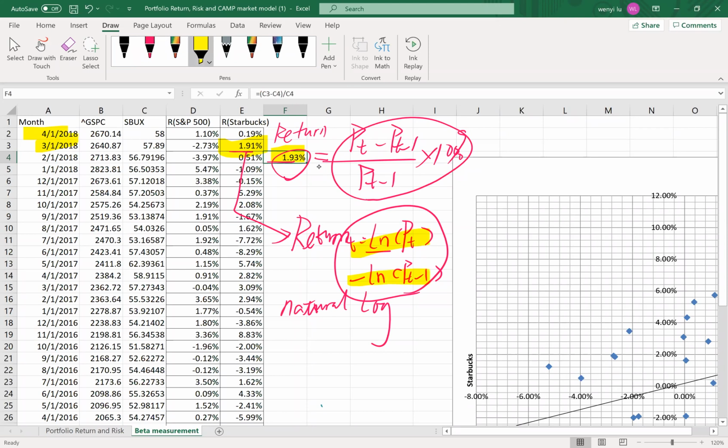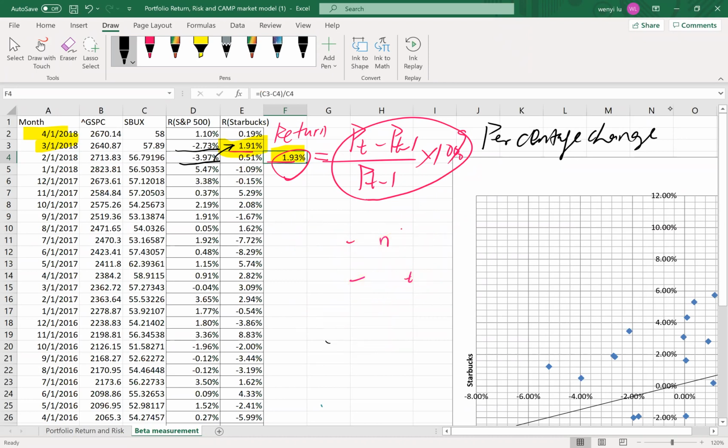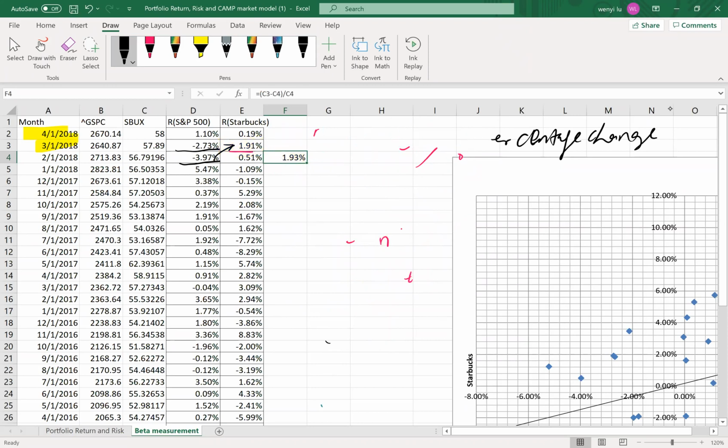Why? Because in the industry, they assume the price is a continuous series. So they don't use the percentage change to measure return, but they use the natural log difference. So the natural log price in March minus the natural log price in February will be the return for March. We can confirm this measurement by applying this formula here, to see whether the numbers are consistent or not.